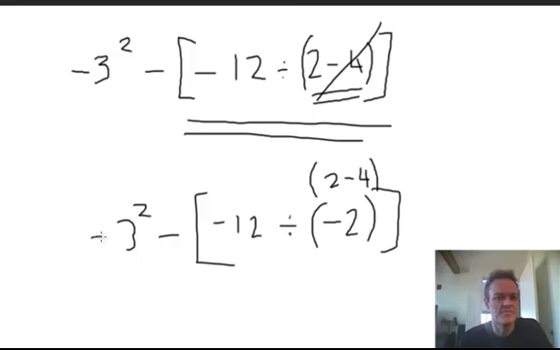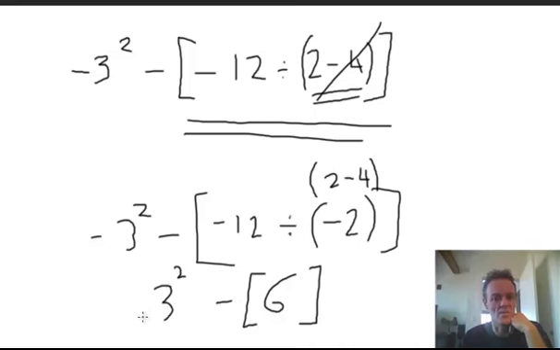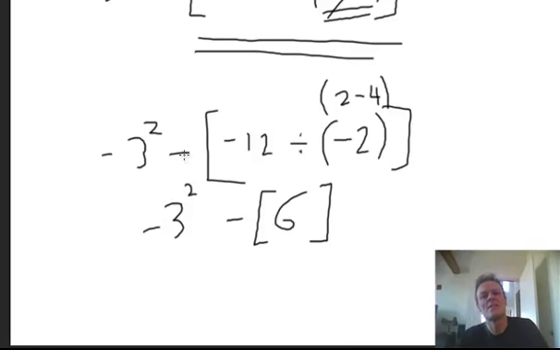Okay, so still doing what's inside the parenthesis, or the brackets now. So what's negative 12 divided by negative 2? Well, that's 2 negatives. So 12 divided by 2 is 6. But so is negative 12 divided by negative 2. So that actually is 6 inside that bracket. Still got the minus, still got the 3 squared with a minus in front. Now be careful, look at this.